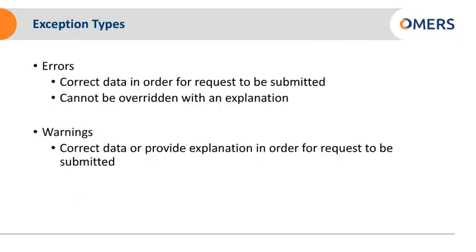There are two types of exceptions: errors and warnings. Errors cannot be overridden with an explanation. You must correct the data in order for this request to be submitted to OMERS. Warnings can be overridden with an explanation if there is a reason the exception is firing. You must provide this reason to OMERS in the override or correct the data before you proceed.